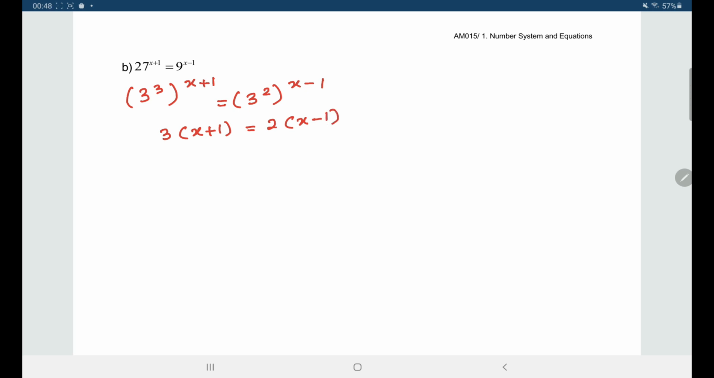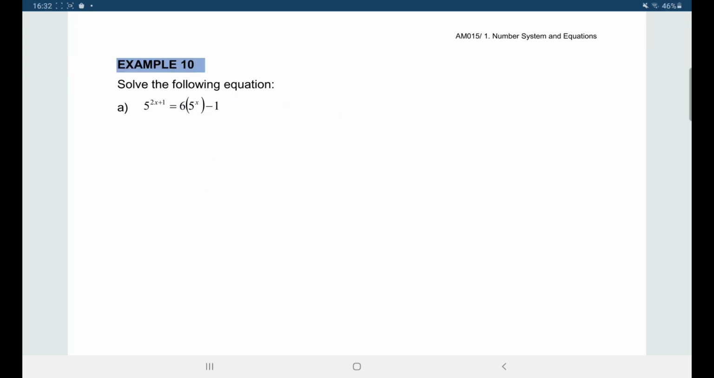Okay, then we expand, we get 3x plus 3 equals to 2x minus 2. Then we find the value of x. So here 3x minus 2x equals to, move 3 to the right side, so we get negative 2 minus 3. 3x minus 2x, we get x equals to negative 5.